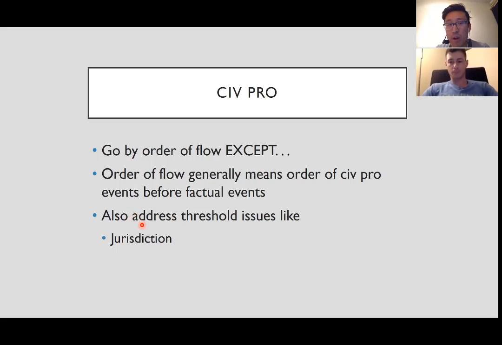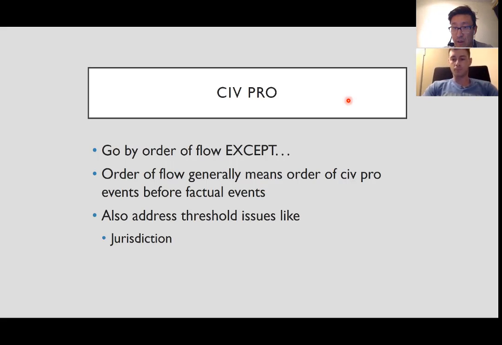I think you also want to try to address threshold issues. Again, it depends on what kind of mix of things you get for Civ Pro, but if you cover different types of motions, you want to look at things like jurisdiction that can cut off the rest of the case immediately. It doesn't mean that you don't cover those other things. That's a super important point. You try to cover all the different possibilities, but if there are issues that will kind of end the case faster, it behooves you to address those first.